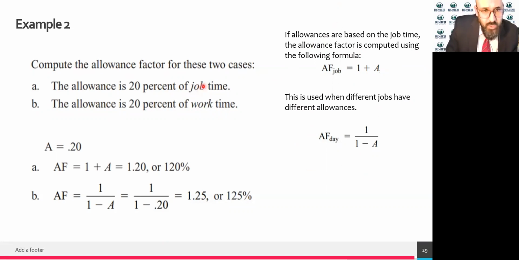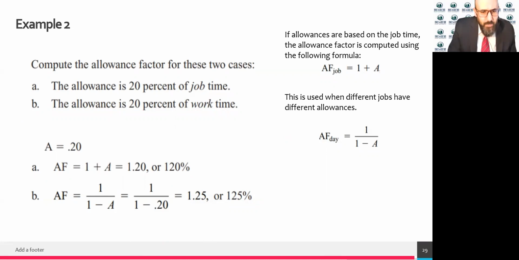Compute the allowance factor for these two cases. A: the allowance is 20% of job time. B: the allowance is 20% of work time. For A, if we're doing it for the specific job, for just one task of the job, that would be 1 plus 0.2, which is 120%. If we're doing the 20% for the whole process, then that would be 1 divided by 1 minus 0.2, which is equal to 125%. Again, this is the difference between them. If we're doing the whole process, let's say the whole department, we use this allowance. If you're talking about a specific machine or a specific task, you need to use this one.